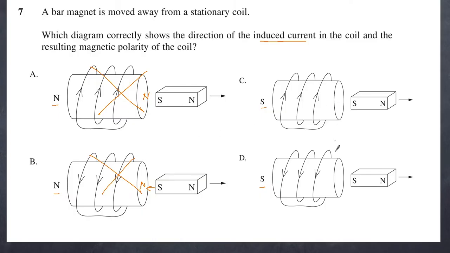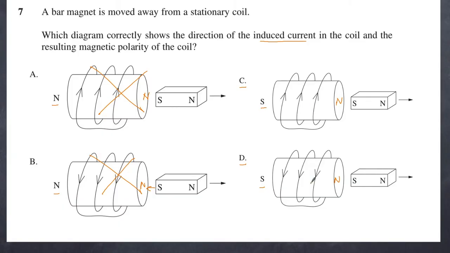So here we correctly see we have a north pole here and a north pole here. So our answers are now restricted to C and D. But the question now is which is showing the correct direction of the current. And using your right hand grip rule, that is, you hold the coils here with your fingers heading in the direction of the current, your thumb is going to point in the direction of the north pole.